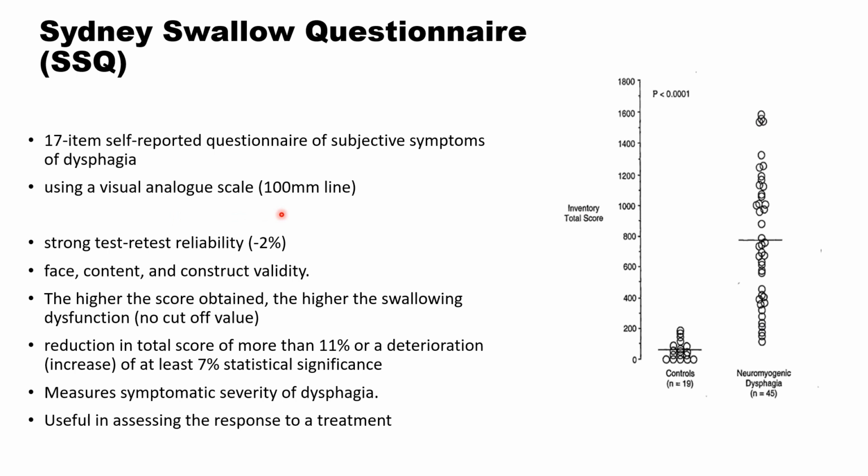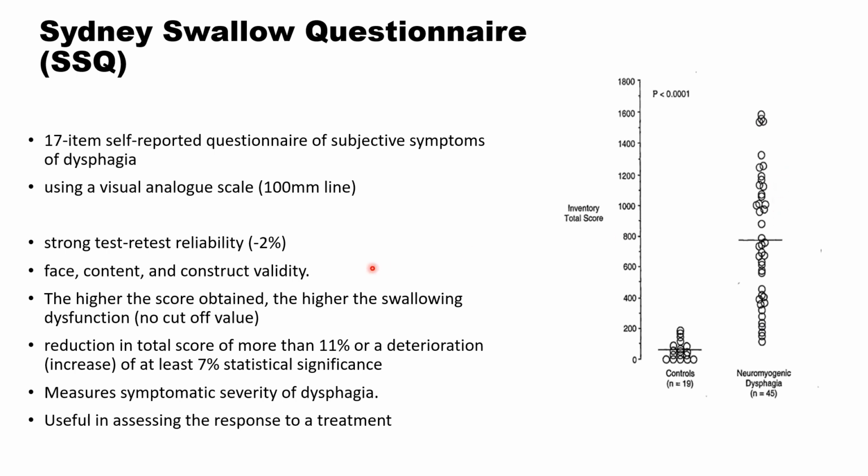The total count of the test would be 1,700, and normal healthy individuals would usually score something below the 200 mark, although there is no clear cut-off point, and patients who have dysphagia would have marks up to 1,700. If the patient receives treatment for his dysphagia and the score changes by about 11% down, this is significant. Or if the patient's symptoms deteriorate by going up 7%, that's again significant.